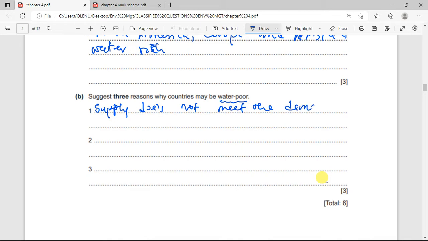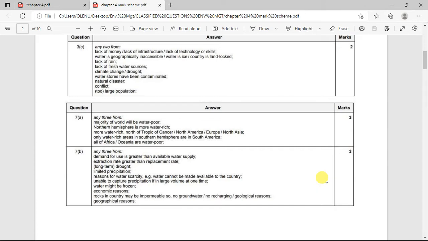You are water poor. Now, if you look at it, the reasons for water scarcity are quite similar. You can have economic reasons, which I explained earlier. You can have some physical reasons why you are water poor, which I've explained earlier. So physical reasons like lack of rain, when supply does not meet demand, you can also suffer from that. Let me see, that's question number what?